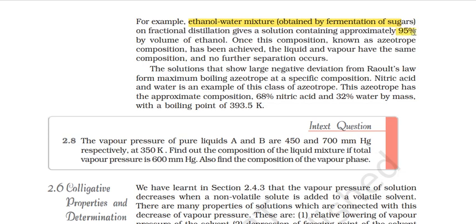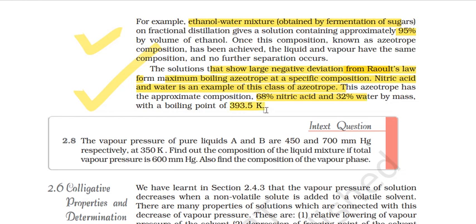Now the ones that show large negative deviation. Positive ones, they'll be the minimum boiling azeotropes. The ones that show large negative deviation from Raoult's law form maximum boiling azeotrope at a specific composition. Nitric acid and water form an example of this class of azeotropes. Fine, ethanol water is basically minimum boiling, or maximum boiling is our nitric acid and water. The azeotrope has the approximate composition 68% nitric acid, 32% water by mass, with a boiling point of 393.5 Kelvin.